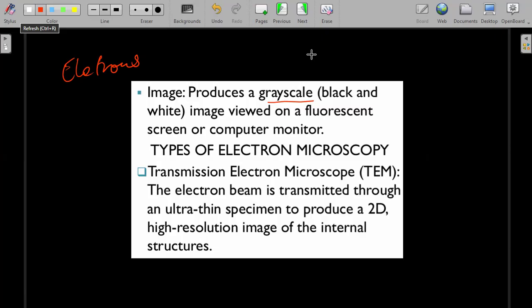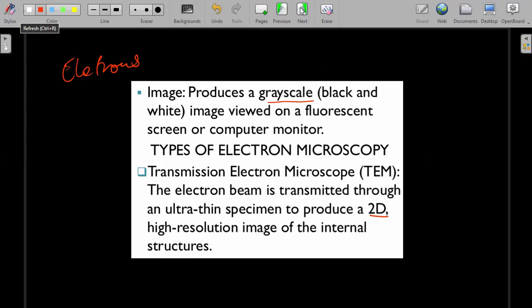So we have different types of electron microscope. The common ones I'm going to mention here are two. I've already mentioned one, which was the scanning electron microscope. The other one is called the transmission electron microscope. How does it work? This one transmits electrons through the beam of an ultra thin specimen to produce a high resolution image of the internal structures. That's how the transmission electron microscope works.